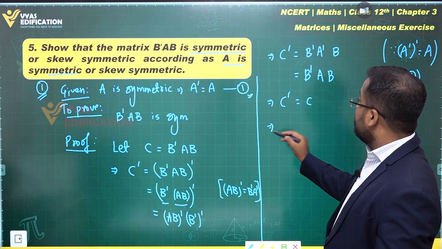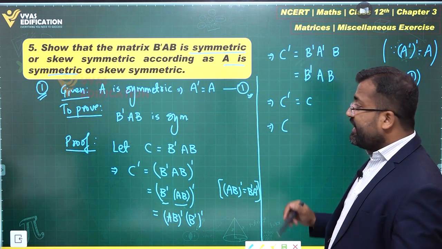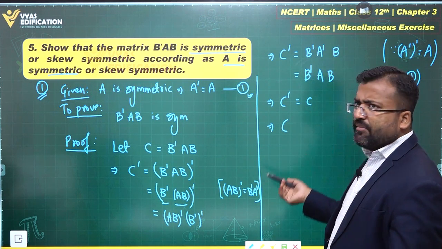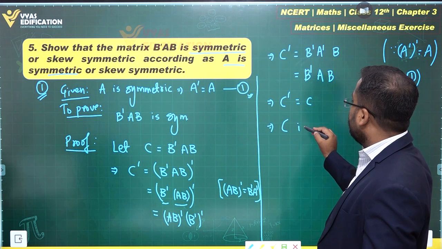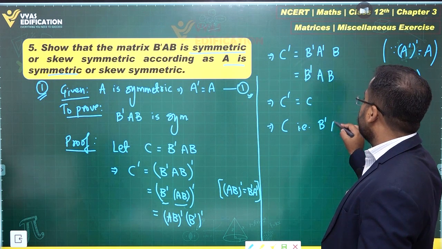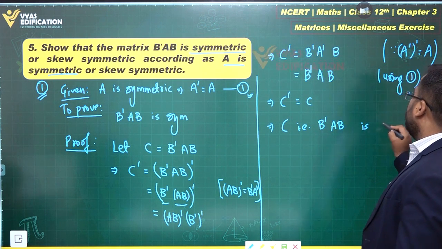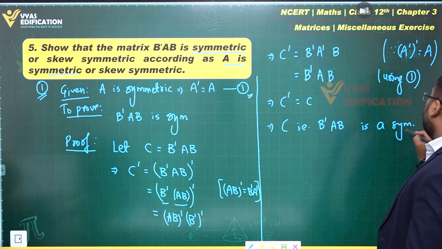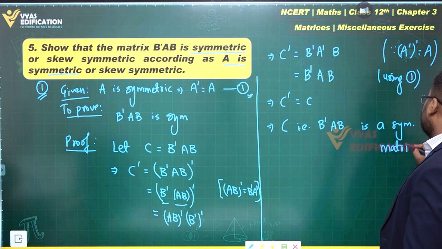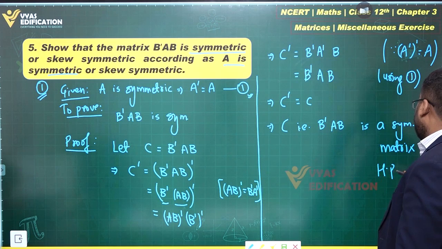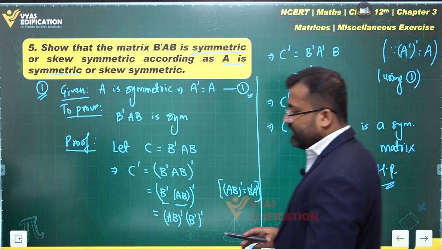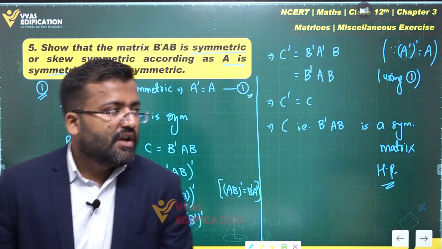Okay, which implies C is a symmetric matrix. C transpose equal to C implies that C is a symmetric matrix. C, that is B transpose AB, is a symmetric matrix. This is what you obtain, hence proved. That's a complete proof? Yeah, that's a complete proof.